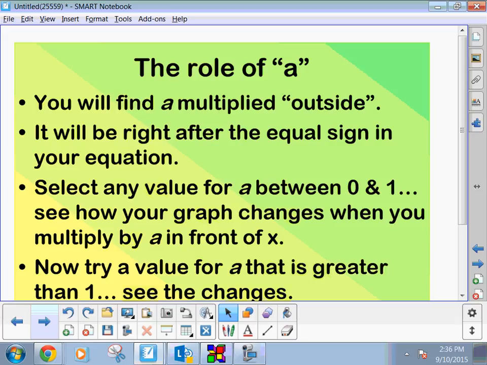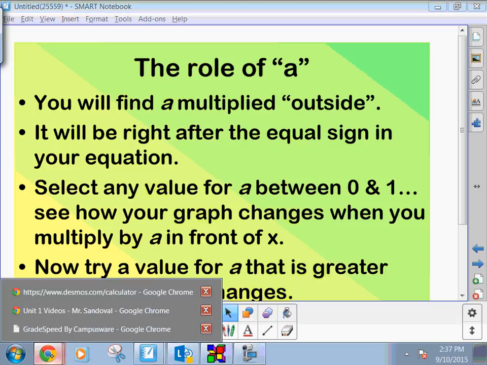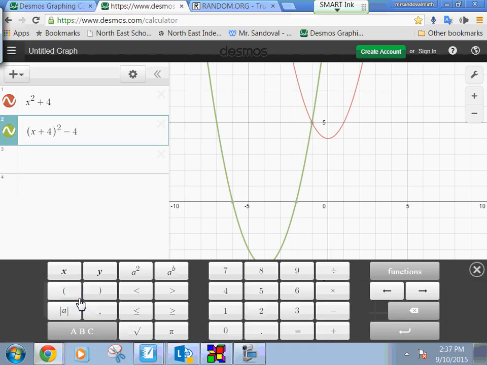Now, just the first top bullets. Let's go see what happens with the a value. Let me bring back my radar calculator.